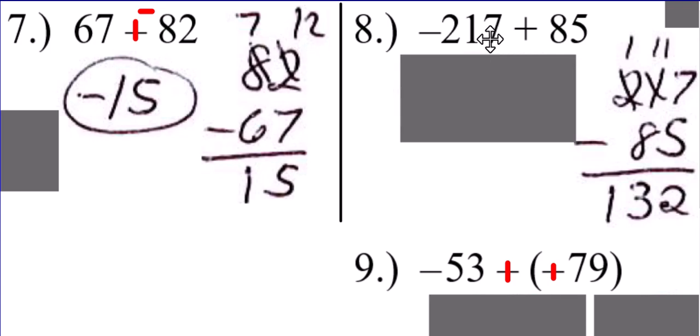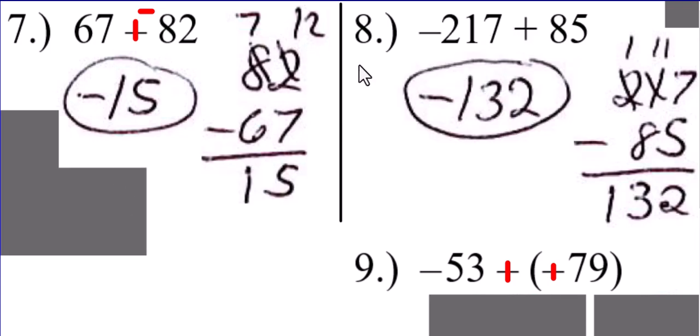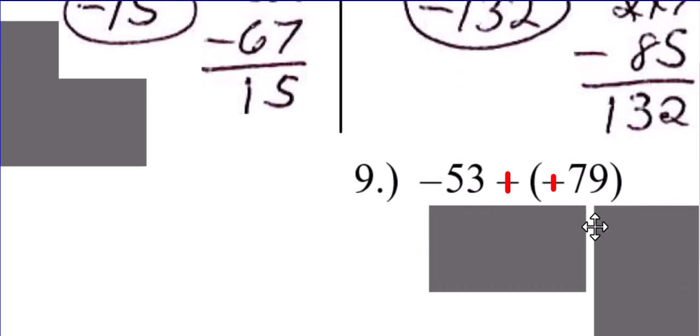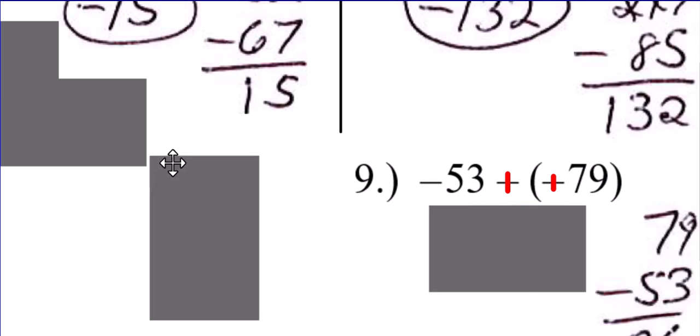Did you figure that out? The negative number has the bigger absolute value, so it's negative. Problem number 9. Are we going to add off to the side or are we going to subtract off to the side? Look at the signs. Different signs. So we're going to subtract off to the side.